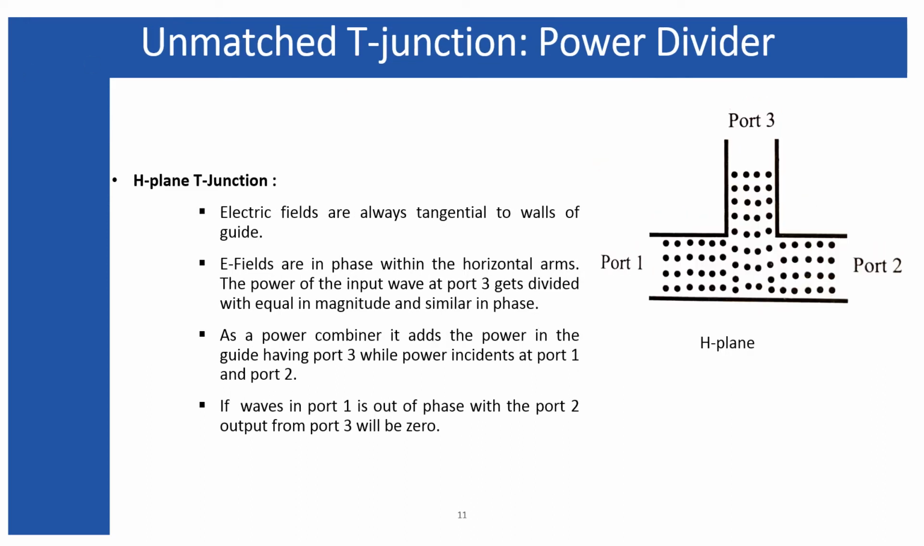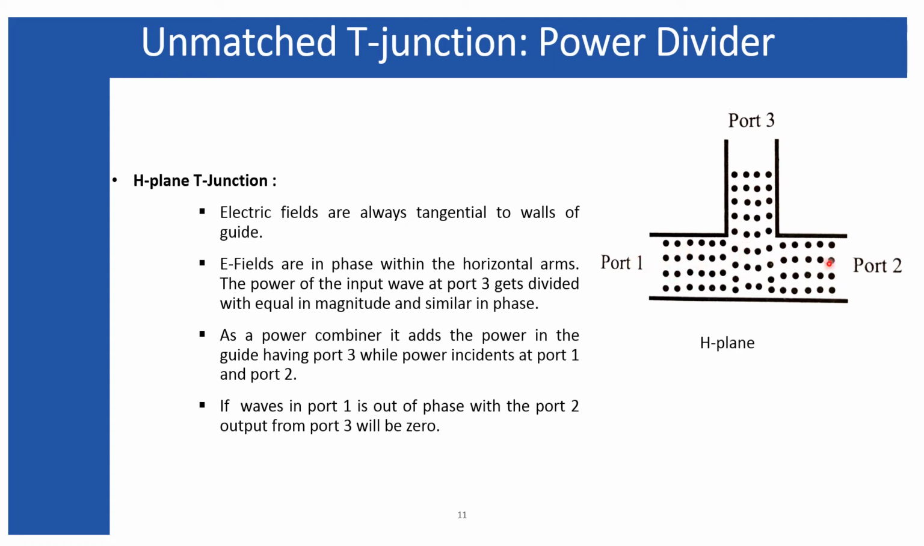Next one is the H-plane T junction. In case of H-plane T junctions, similar to the E-plane one, the magnetic fields are perpendicular to the walls of the guide. Since the magnetic fields are perpendicular, the electric fields will be tangential to the walls of the guides. So these dots represent the electric fields which are tangential to the walls of this guide. This dot represents that the electric field is towards you.